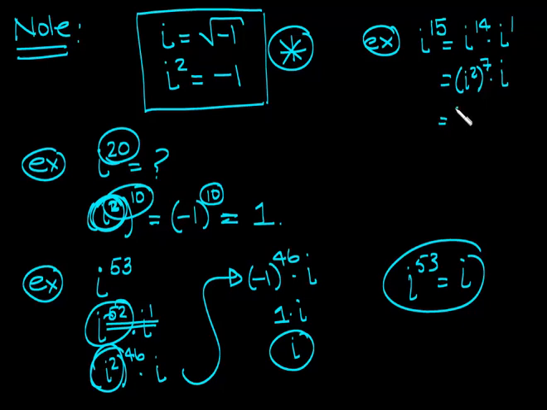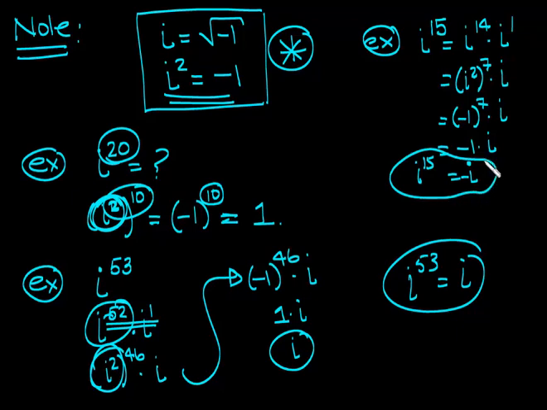So we get i squared is minus 1, we just found that out here, raised to 7, times i. Any negative number raised to an odd power is negative, and 1 raised to any power is just 1. So we get minus 1 times i. So we just get negative i. So i raised to 15 is negative i.